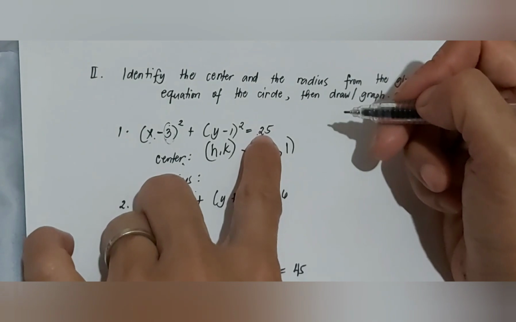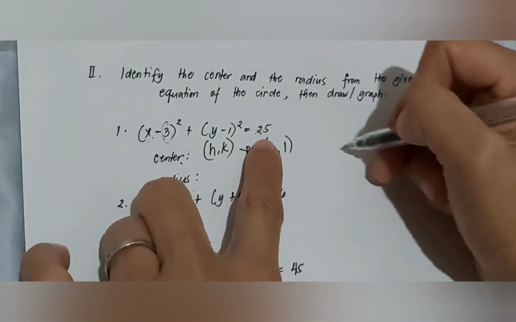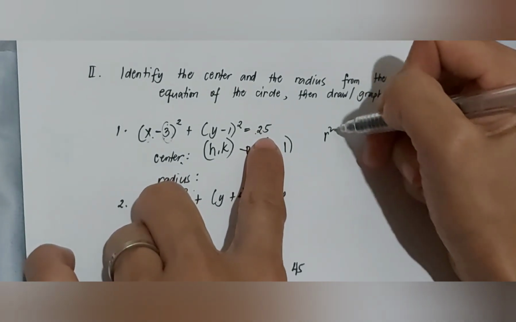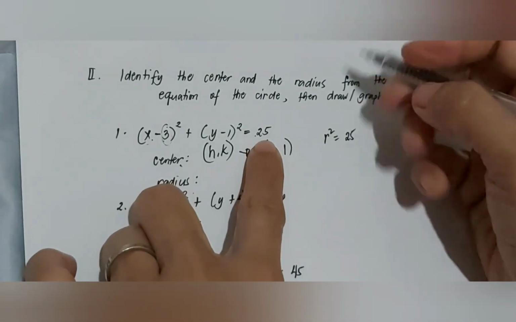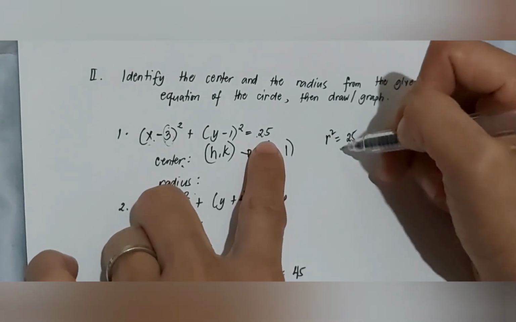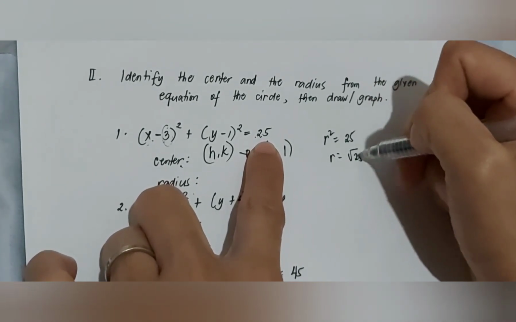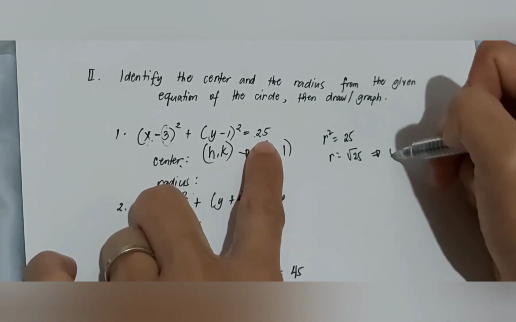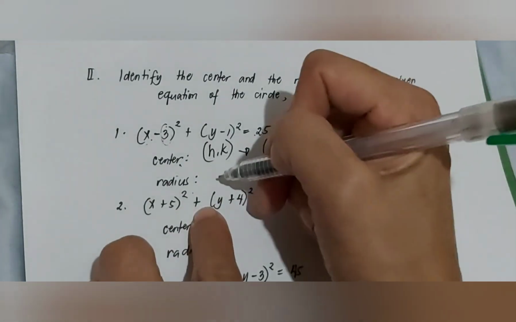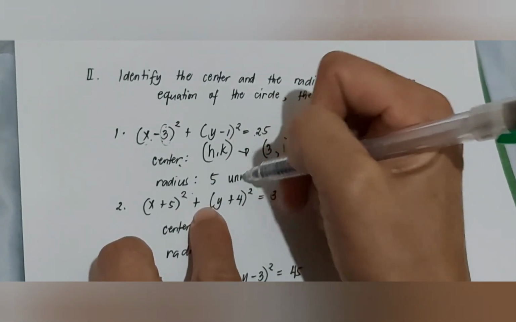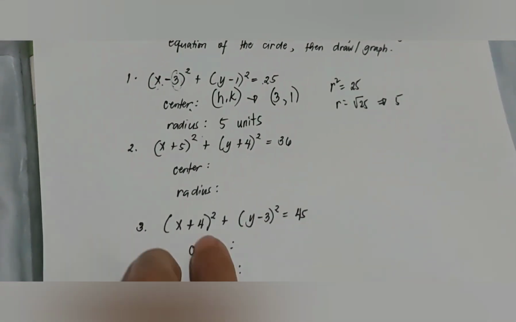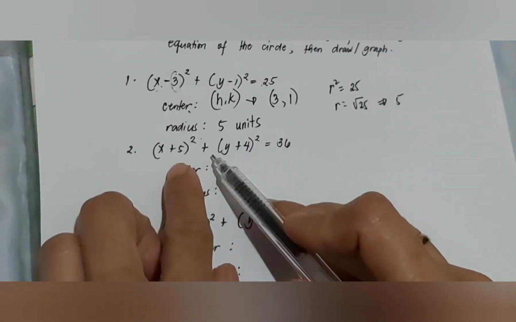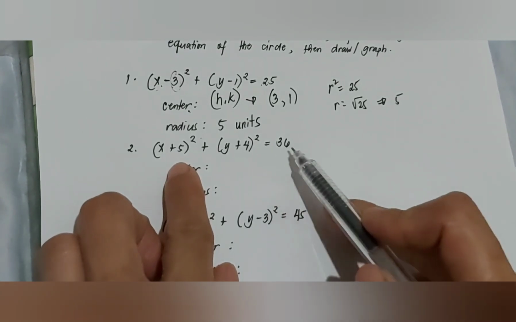And then the radius is 25 ang nandito. So, it means that r squared is 25. So, what is r? So, that is square root of 25, which is 5. So, ang ating radius ay 5 units. Okay? For next example, x plus 5 squared plus y plus 4 squared equals 36.